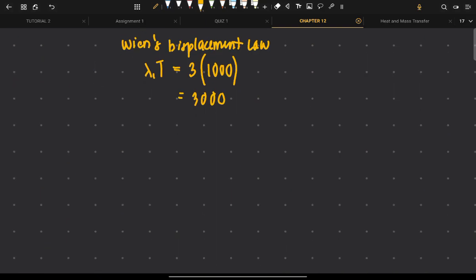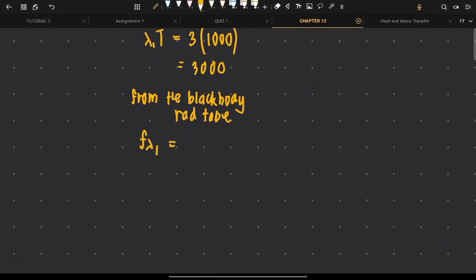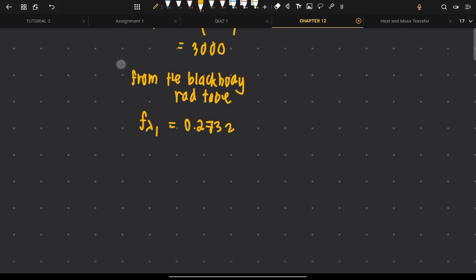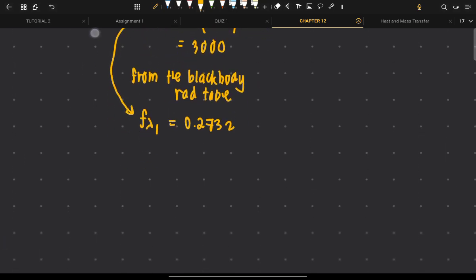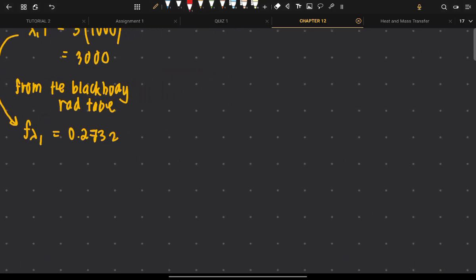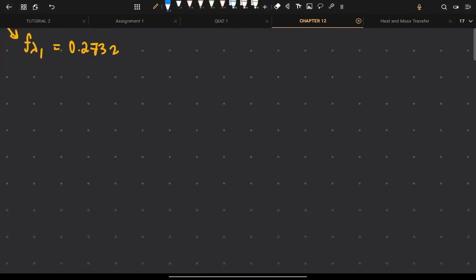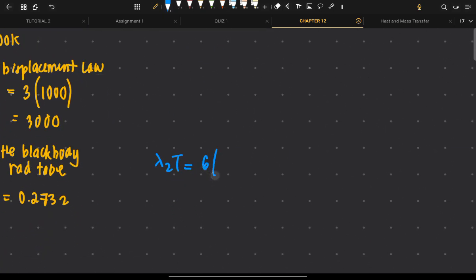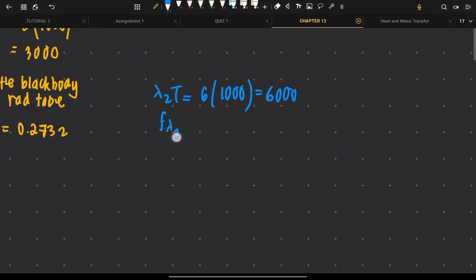So from the black body radiation table, we know that F lambda 1 will equal 0.2732, which we get from here. And then next we take lambda 2 T, which is 6 times 1000, so we get 6000, right? And then from the table we get 0.73782.